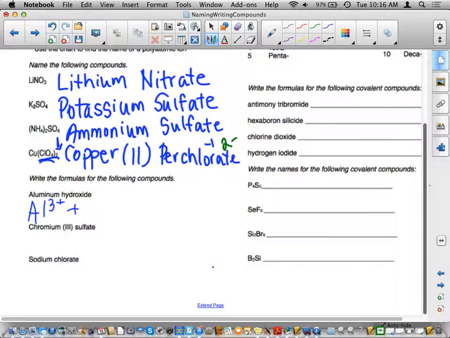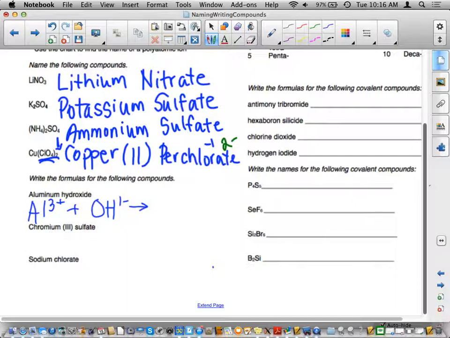Hydroxide, it does end in ID, however, it's the one on the polyatomic ion list. Actually there's two, hydroxide and peroxide, that are on that list. Hydroxide is OH with a -1 charge. So are my charges balanced? No, they're not. Figure out a way to get them balanced.